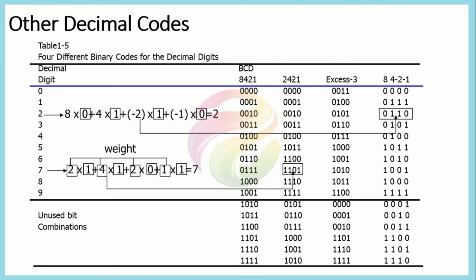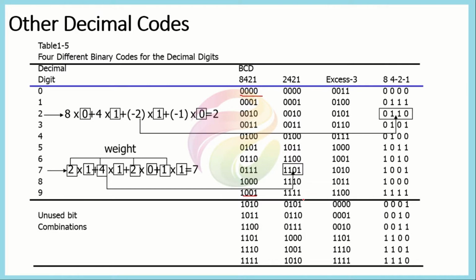This is a table in which most of the common codes are related. How do you represent them? For example, this is the BCD. We have studied the BCD, that it represents from 0 up till 9, and the remaining sequence is unused.